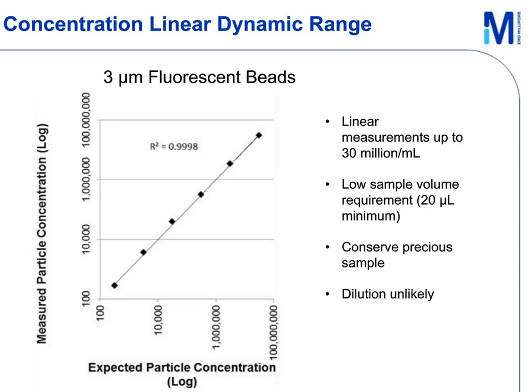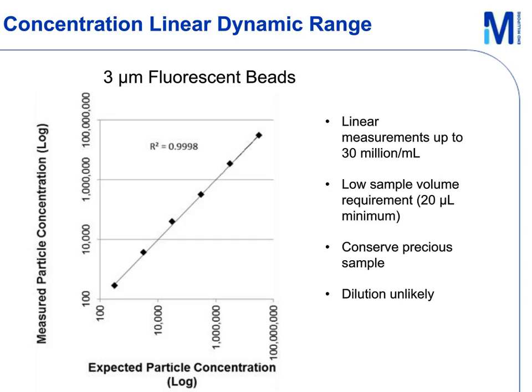To compare this dynamic range to the current gold standards in industry, this upper concentration limit is about 1,000-fold higher compared to HIAC, which is linear at up to 18,000 particles per mil, and about 100-fold higher compared to MFI, which is linear up to 175,000 particles per mil. This indicates that the need to dilute samples would likely not be a concern with imaging flow cytometry.